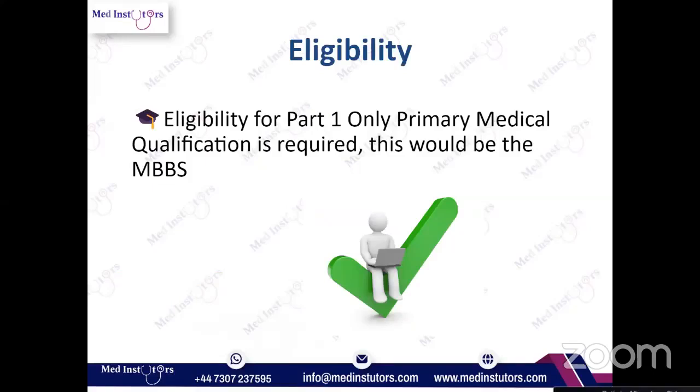And yes, for eligibility for Part 1, only a primary medical qualification is required, and this would be your MBBS degree. And either you may go with your medical license, and another important thing is your ID card photocopy or your passport photocopy. So these things are needed along with the eligibility form. You have to fill the form, do these attachments, and mail them to the RCOG.